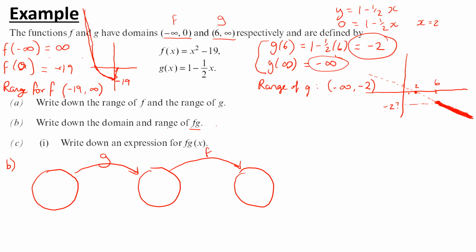So let's go back to the beginning of the picture. I'm performing function g first. So I need to think about what am I allowed to put into function g. Well, they told us this in the question. We're only allowed to put numbers into g if they're between 6 and infinity.